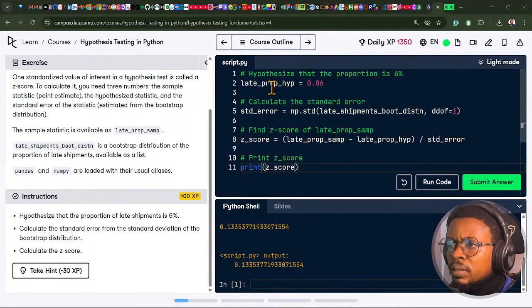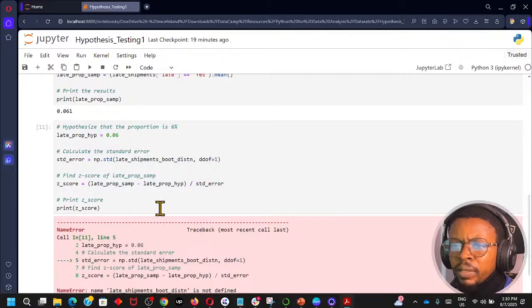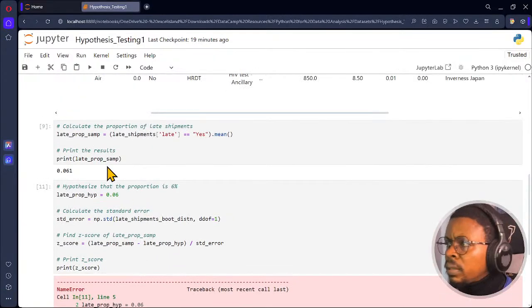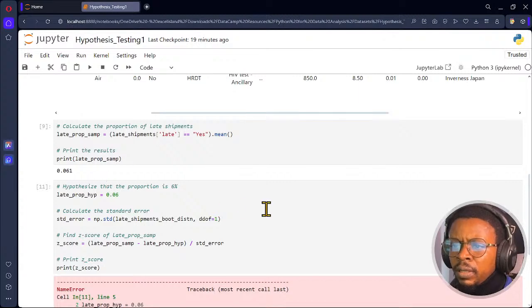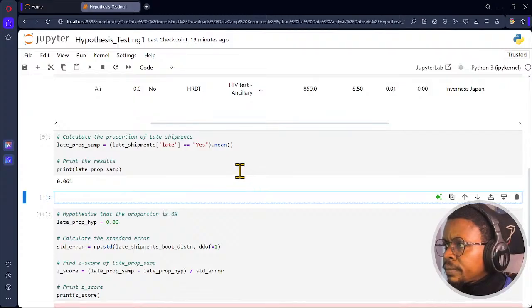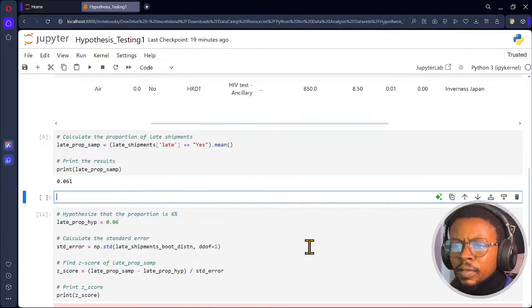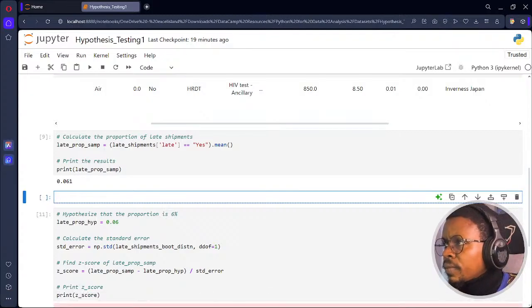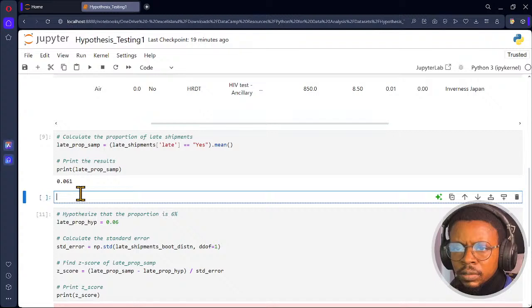We know we have the mean of the sample, the mean proportion of the sample. We have it already here. So to calculate the bootstrap distribution, I should be able to do that. Let's give it a shot. Now let's calculate the bootstrap distribution. Let's try to do that here.